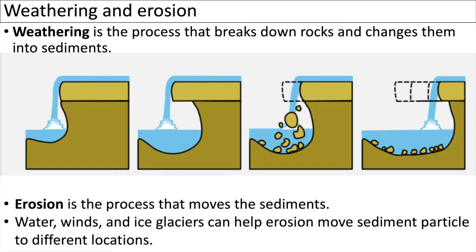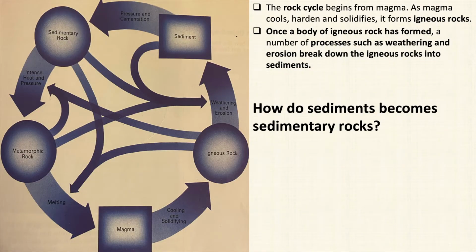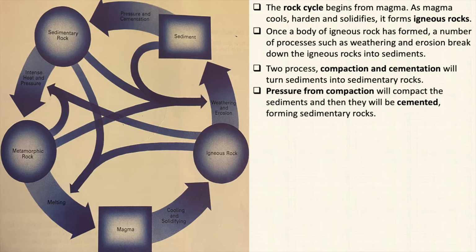As you can see in the third image, the rocks that were broken by weathering will be moved to a different location by erosion. So now that we know that weathering and erosion can turn igneous rocks into sediment, how do sediments become sedimentary rocks? Two processes that help sediments become sedimentary rocks are compaction and cementation. Pressure from compaction will compact the sediments and they will become cemented, forming sedimentary rocks.